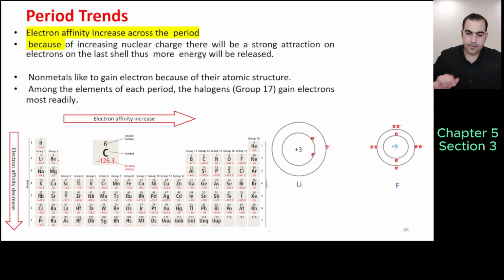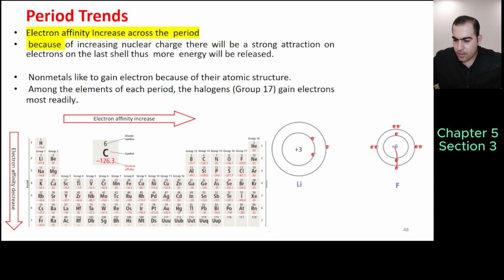That's it. How does electron affinity change across the period? Electron affinity increases across the period. Why? Because of increasing nuclear charge. We know electron affinity, ionization energy, and atomic radius all change across the period because of nuclear charge. But why does nuclear charge increase electron affinity? Because when nuclear charge increases, there will be strong attraction on electrons in the last shell. So more energy will be released.